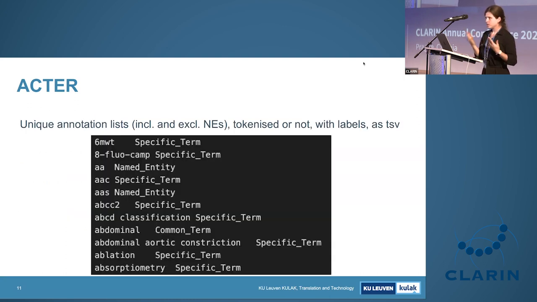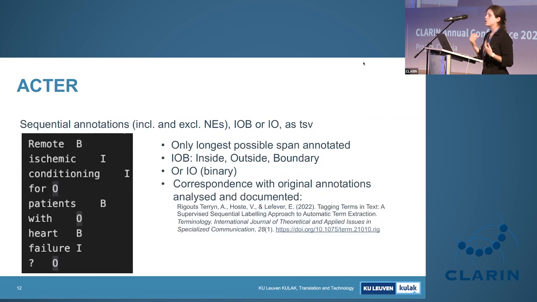So how can you now access the data set? So this is one of the formats in which the data is available. These are simply the lists of all of the terms that have been annotated, tab separated by their label, just in alphabetic order. But you can also access the sequential annotations.